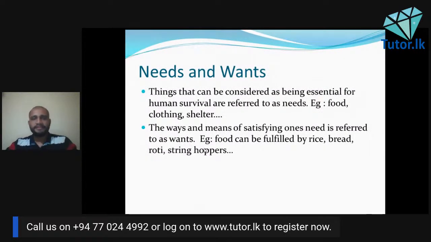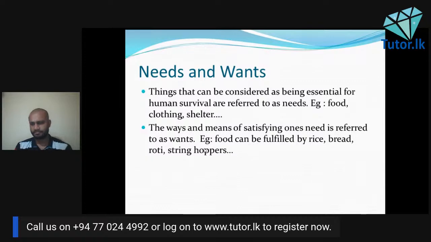This is the fundamental thing in economics. You need to understand what are needs and what are wants. The main difference is between needs and wants. If you take a person like you and me, needs means the things that are essential for a human being. Needs means things that are essential for the survival of a human being.